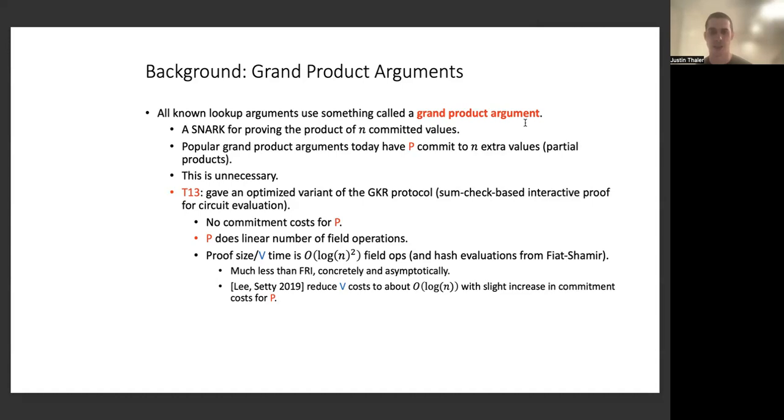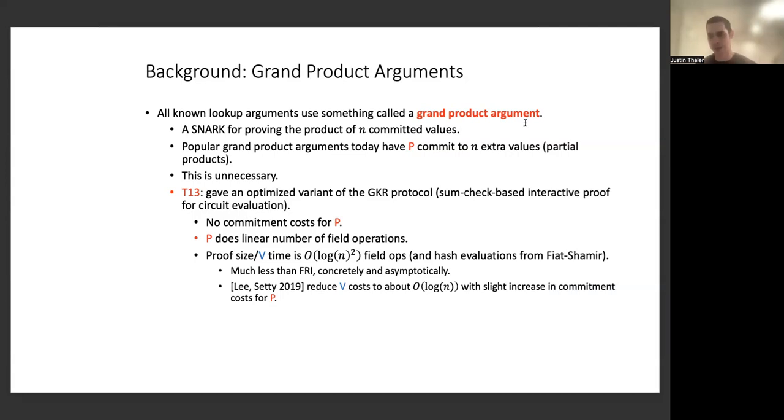This is not necessary. There are grand product arguments based on the sum check protocol that don't have any more commitment costs for the prover. I gave one in 2013. It was an interactive proof called the zkR protocol, optimized for a circuit that's a binary tree of multiplication gates. The proof size there is log squared in the number of things you're multiplying, which is better than FRI, which a lot of people are using today already. But if that is too much for you, Setty and Lee gave a nice way to reduce that verifier cost from log squared down to something very close to log, with a small increase in prover commitment cost.